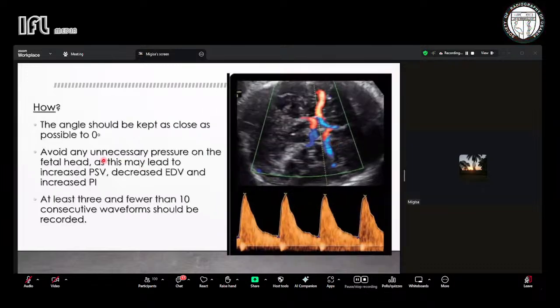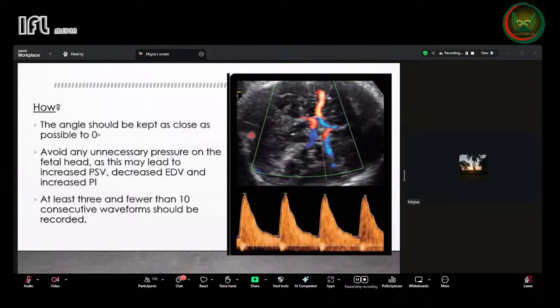You want the angle to be kept as close to 0 as possible. Sometimes it's impossible to get a good cut of the fetal head, so you'll have to angle correct, but if you can get a 0 angle, that is better. You have to avoid any unnecessary pressure on the fetal head, because it may lead to increased PSV or decreased diastole, increased PR. It can change your readings and give you wrong velocimetries because of your wrong technique.